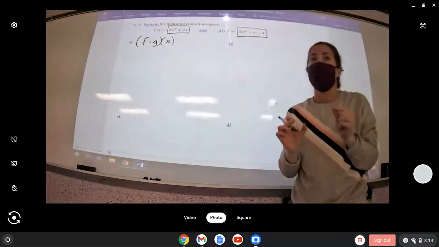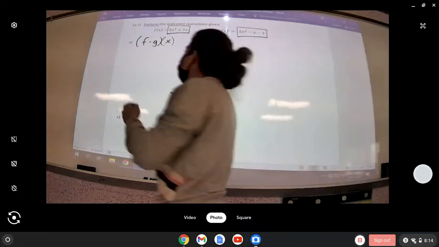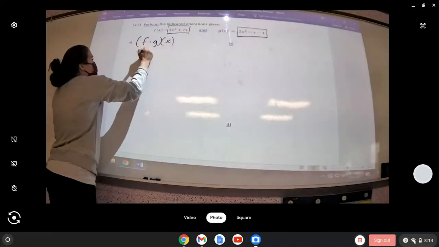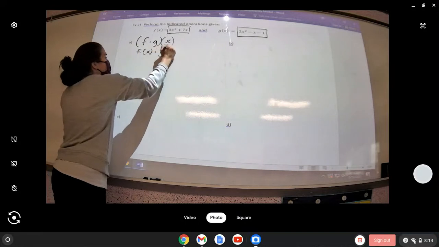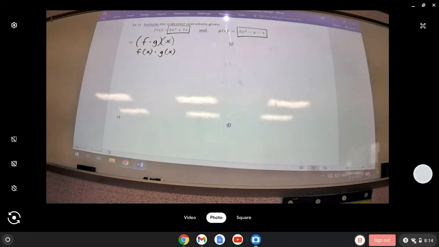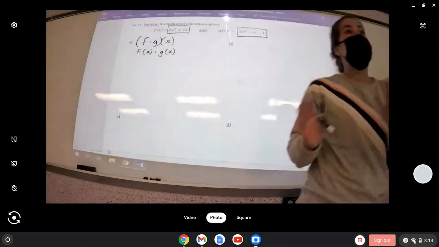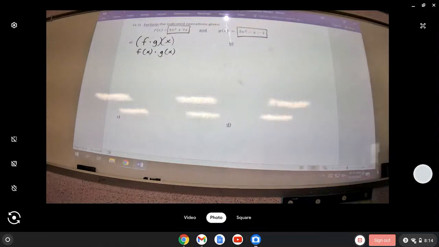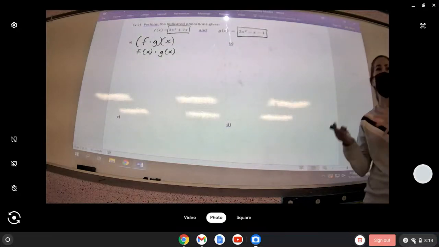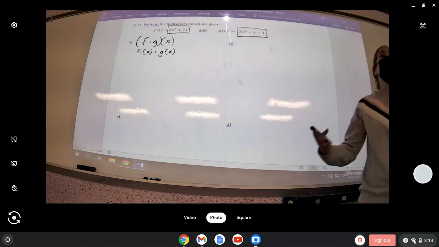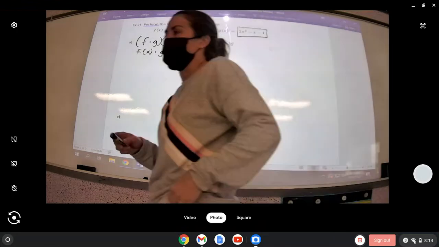You're taking the two functions and you're multiplying them together. What's f of x times g of x? I'm going to give you a little bit of a head start and then I'll start. And again, the nice thing about multiplication is that the order doesn't matter. So if you did f times g or g times f, you wouldn't be marked wrong. It's all going to get you the same answer.